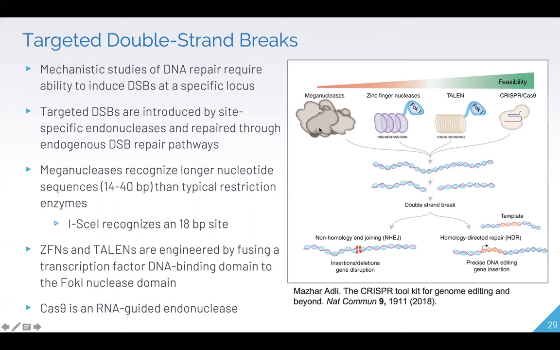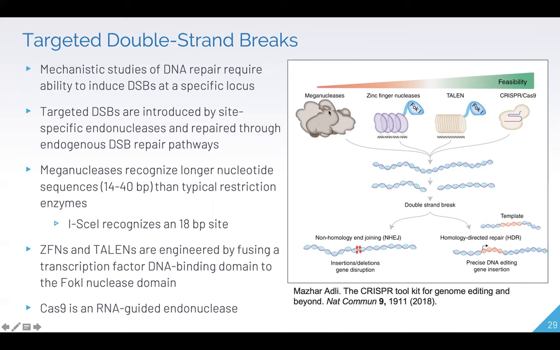They actually evolved to recognize foreign DNA, such as viruses. So when viruses infect bacteria, bacteria have these restriction endonucleases that recognize sequences that are not present in the bacteria, but present in any foreign DNA. And so this is an immune mechanism for bacterial cells.